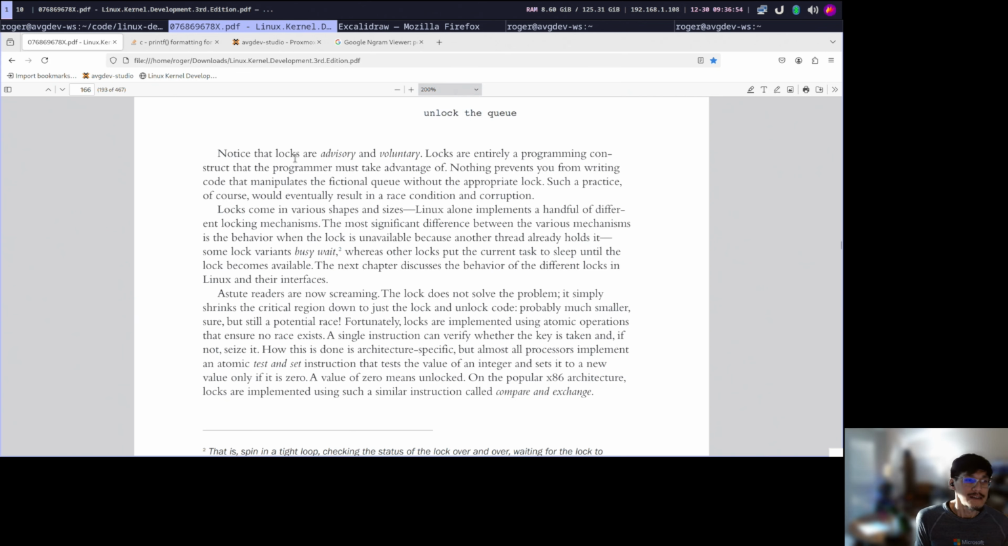So notice that locks are advisory and voluntary. This is very important. Locks are entirely a programming construct that the programmer must take advantage of. That means the programmer determines what the critical region is. Okay, so let's say you write a multi-threading program, because you want performance, right? You want multiple threads to do things at once. Now, you only get the benefits of multi-threading if you are actually allowing multiple threads to work at the same time.